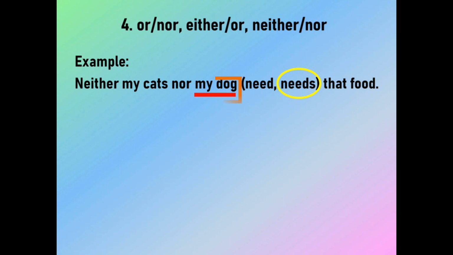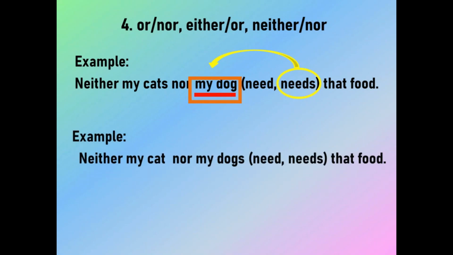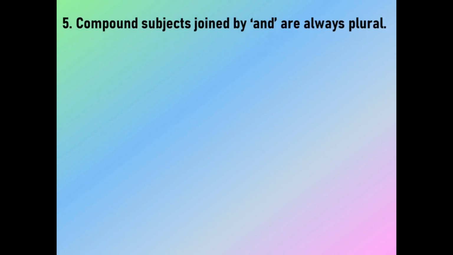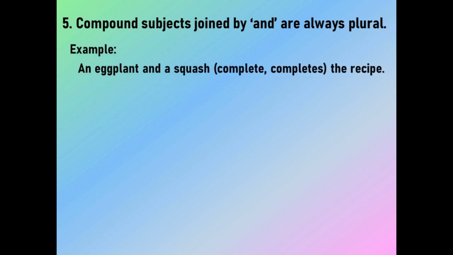A dog there is singular. Therefore, your verb must also be singular. Neither my cat nor my dogs need that food. So the correct verb there is need, because the closer subject is dogs, which is plural. The compound subjects joined by and are always plural. Example: an eggplant and a squash complete the recipe. We have the first subject, eggplant, and the second one is squash. Therefore, since there are two subjects joined by and, we use complete.